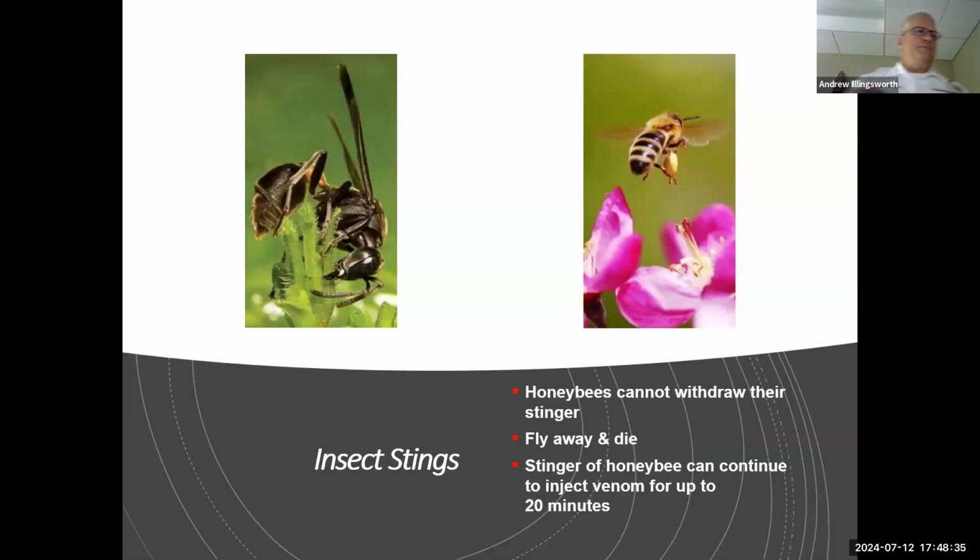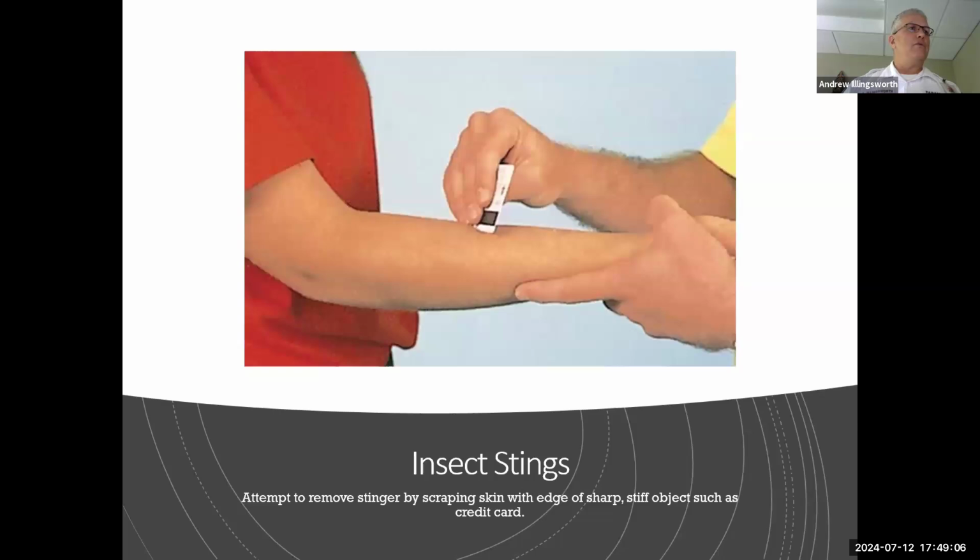So insect stings. Think about what bees and hornets do. Honeybees and bumblebees, all those guys, can't withdraw their stinger because it's barbed. So to protect what they're supposed to protect, they will sting you, and then they'll fly away, and their stinger will just stay in you. They'll go and die. But it can continue to inject venom for 20 more minutes. Think about that. So you need to get that out of there. But we'll talk about how to do that. What we need to do is try to remove that stinger.